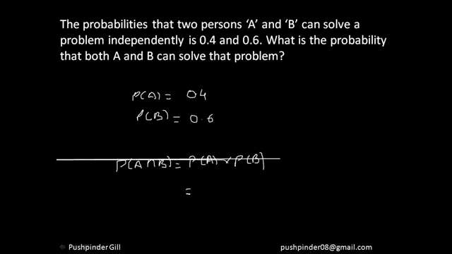So that is equal to 0.4 times 0.6, which is nothing but 0.24, right? So that means there is a 24% chance that both would be able to solve the problem. I hope everyone is understanding. We'll go into depth on this concept a bit later, right? So let's just move forward.